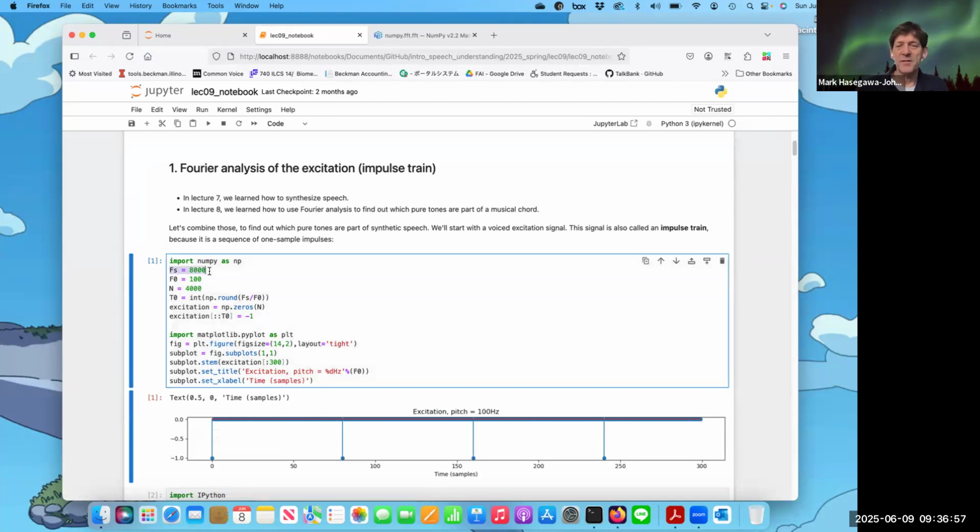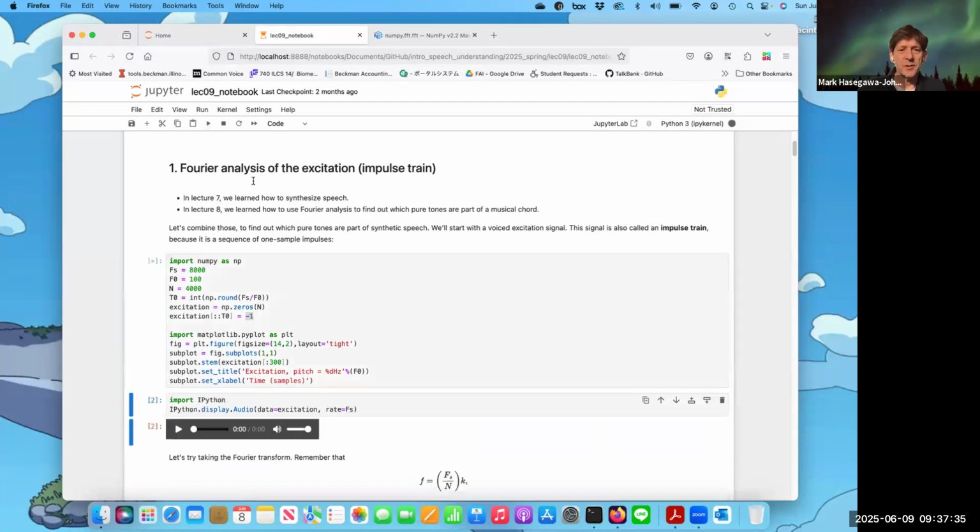Let me start out with a sampling frequency of 8,000 samples per second. And I will have a pitch frequency of exactly 100 hertz, meaning that the vocal folds are closing 100 times per second. And I'll just make it 4,000 samples long. And I'll do an FFT that's 4,000 samples long. I'll use a pitch period in samples, which is the number of samples per second, Fs, divided by the number of pitch cycles per second, which is F0. And then I'll create an excitation signal, which is all zeros, except that once every T0 samples, I'll put a -1. And then if I plot that using matplotlib, the result looks something like this.